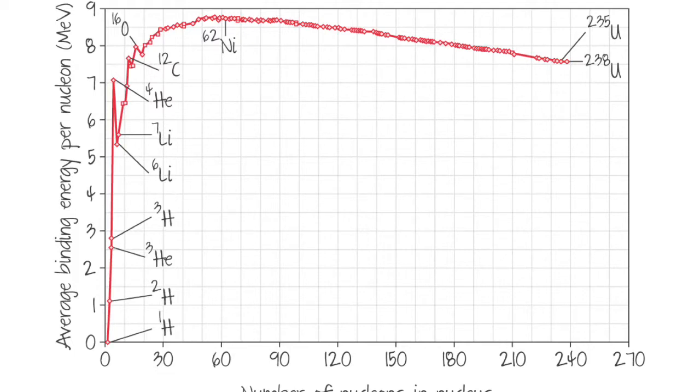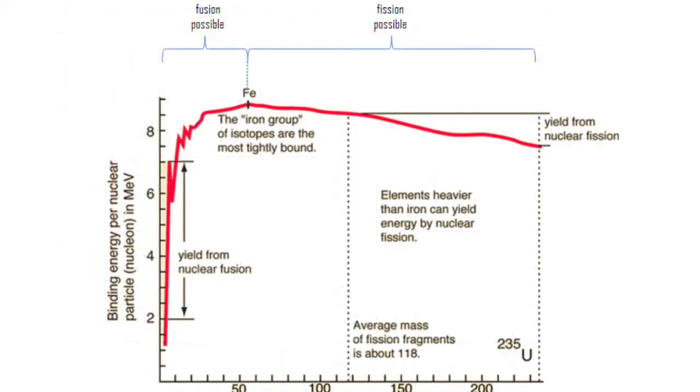It is a rare isotope, it is nickel, and it has the highest binding energy per nucleon. The curve slopes down only gently after the peak, falling less than 1.5 mega electron volts from a mass number of 62 to 238. The higher the binding energy, the more energy is associated with the nuclei.